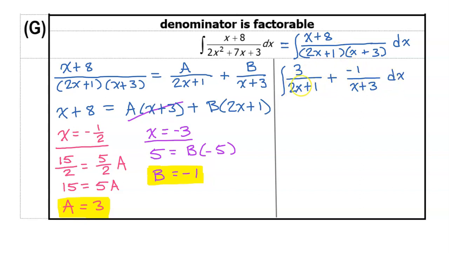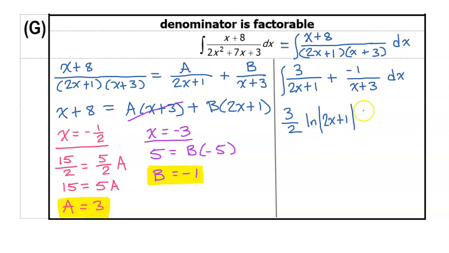Now we can easily integrate term by term. We have this 3 in the numerator. That's going to come out in the front, and we will do a mental u substitution. If we let u equal 2x plus 1, u prime is 2. We end up dividing by u prime, so we have to divide by 2. That leaves us with the integral of 1 over u, which is the natural log of the absolute value of u. In other words, the natural log of the absolute value of 2x plus 1.